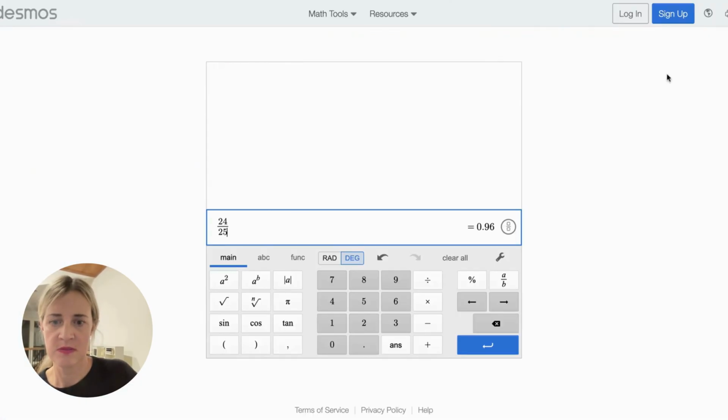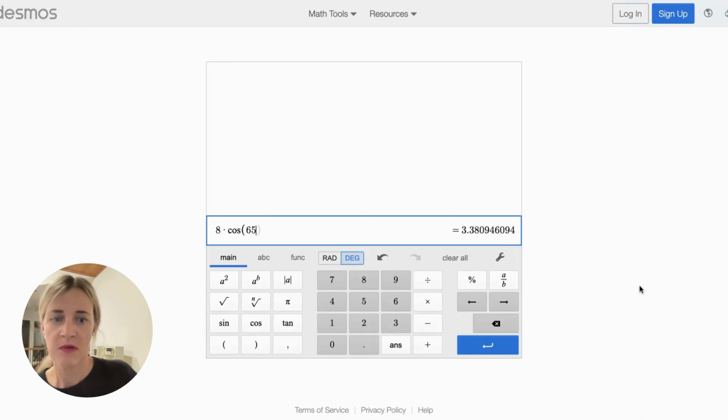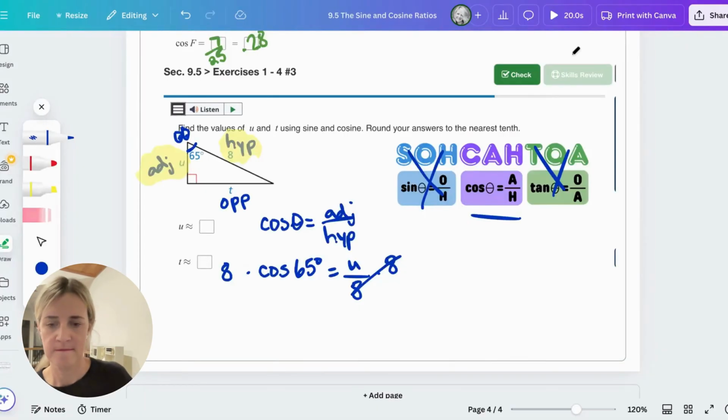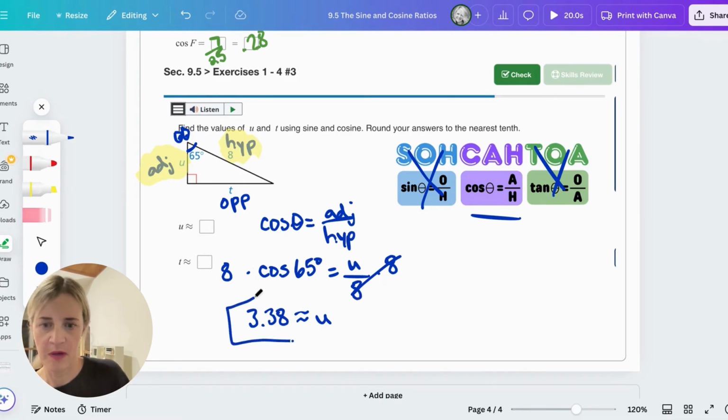Go back to our Desmos. 8 times cosine 65 is 3.38. You see how the squiggly lines, those mean approximate. So U is approximately 3.38.